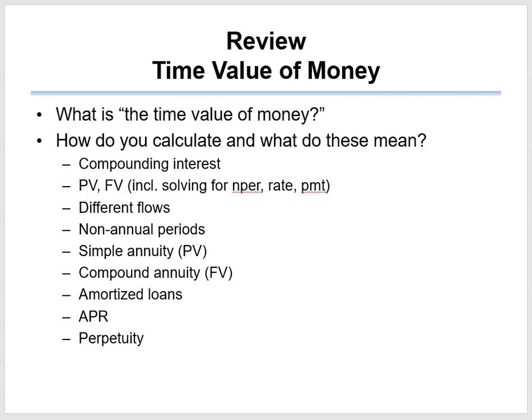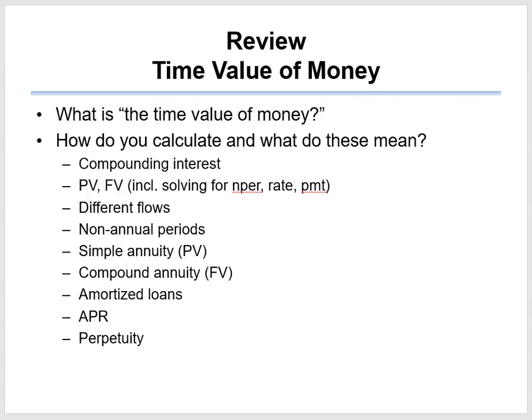APR is annual percentage rate. The annual percentage rate is used to compare different types of interest rates. Some people calculate interest rates daily, weekly, monthly, annually. And the way to compare them all is to look at the annual percentage rate and use that as the value.